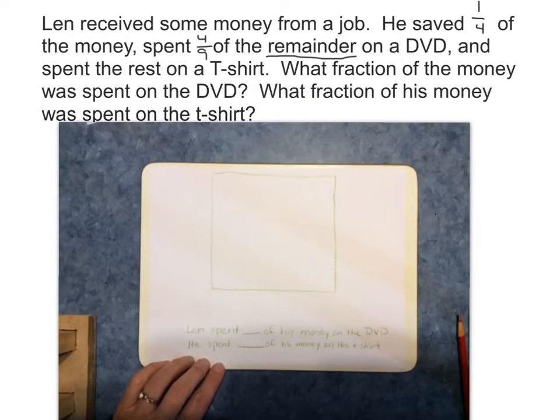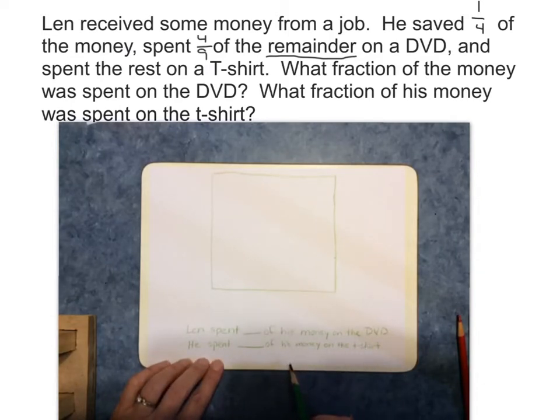Len received some money from a job. He saved 1/4 of the money, spent 4/9 of the remainder on a DVD, and spent the rest on a t-shirt. What fraction of the money was spent on the DVD? What fraction of his money was spent on the t-shirt? So I'm looking for the DVD and the t-shirt. I have my sentence answers ready.